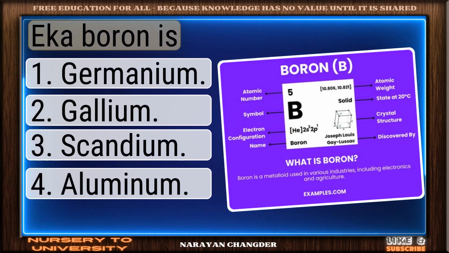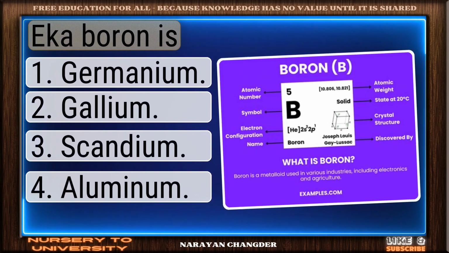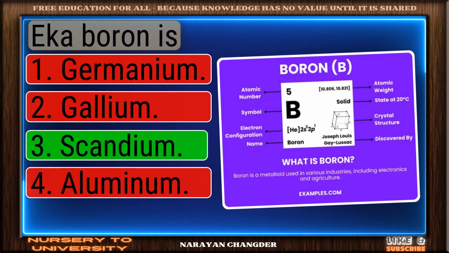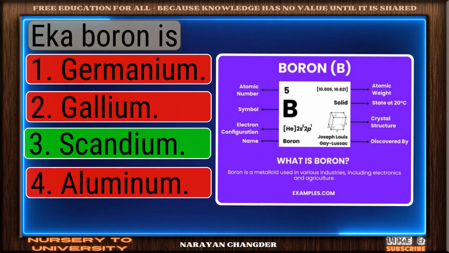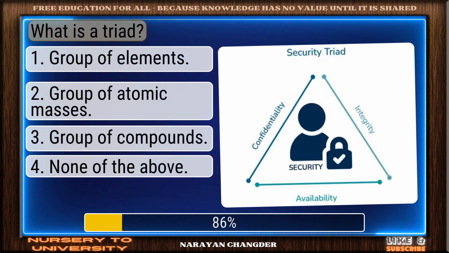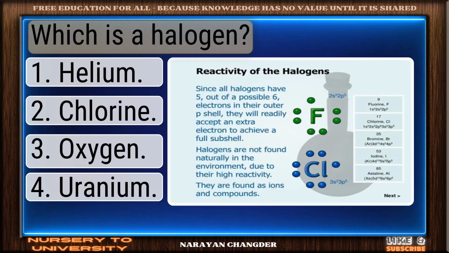Can you solve all these Class 10 Science Chapter 5 Periodic Classification of Elements questions? Eka-boron is... Good thinking. Scandium is right. What is a triad? You got it? Group of elements fits.